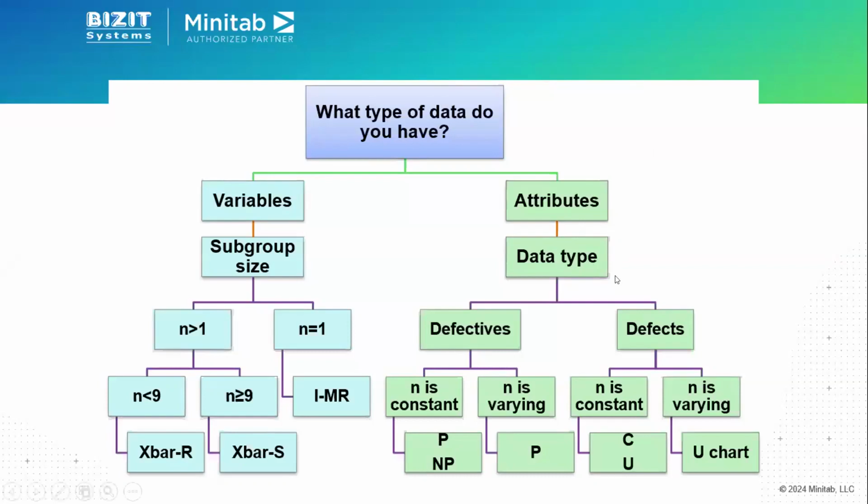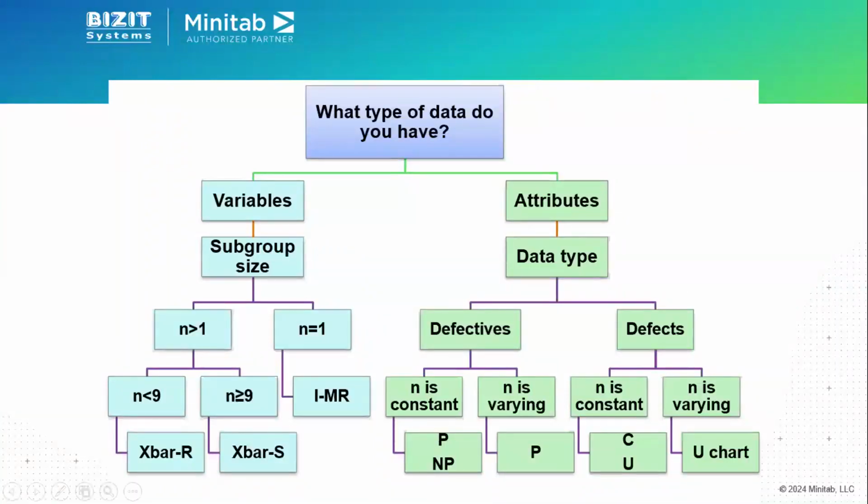So we have two types here: defect or defective. For defects, how many defects you have, and then you do the listing. So you will use the C or U chart, or you will use the P and NP chart. Okay, never mind, no need to record this part.